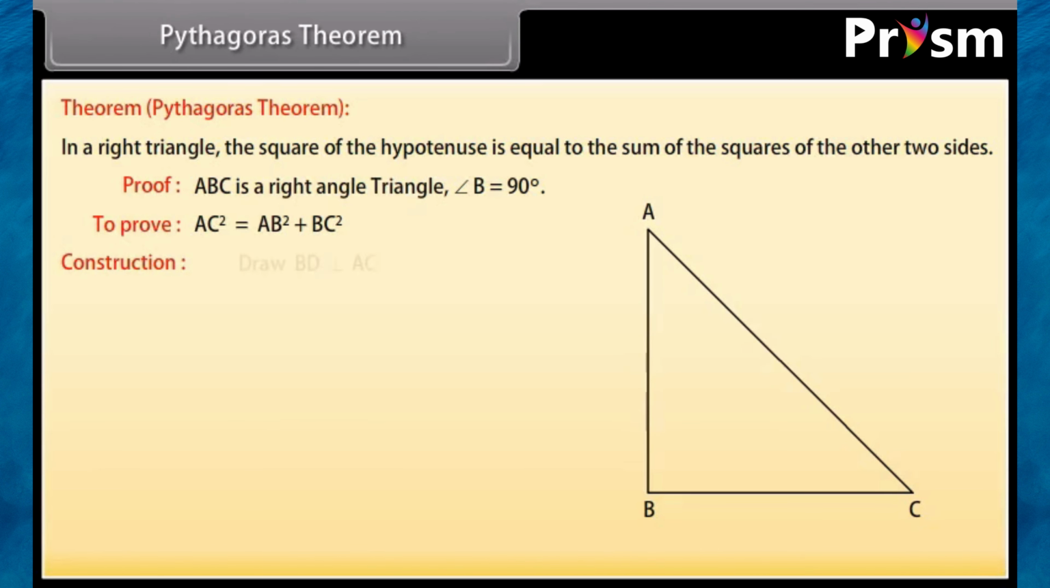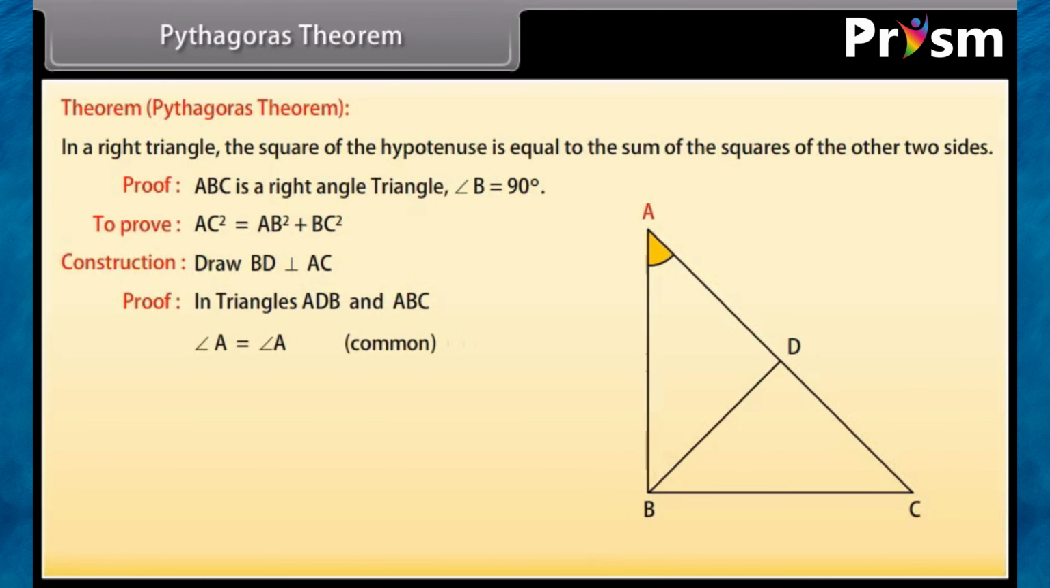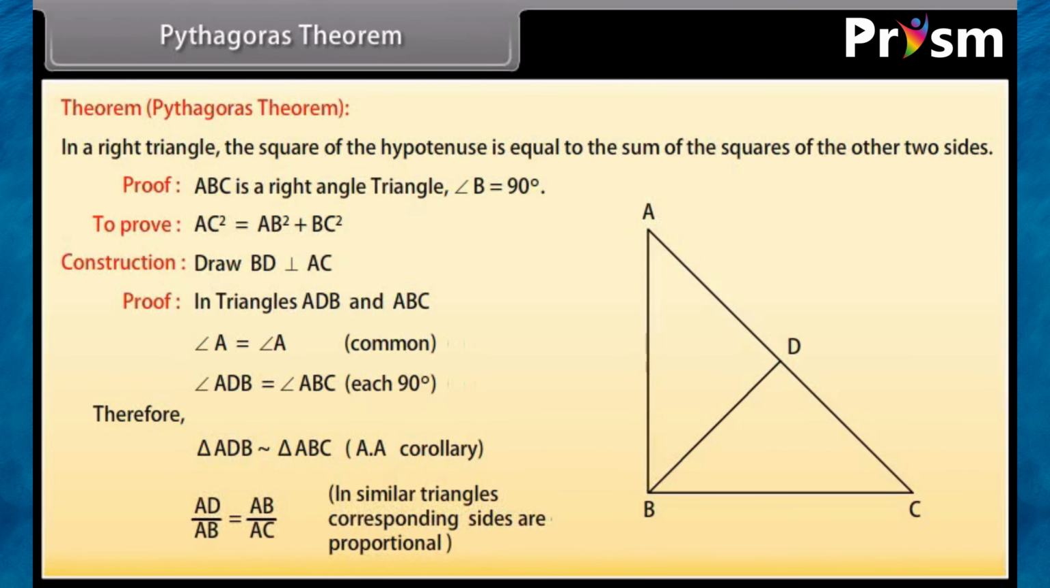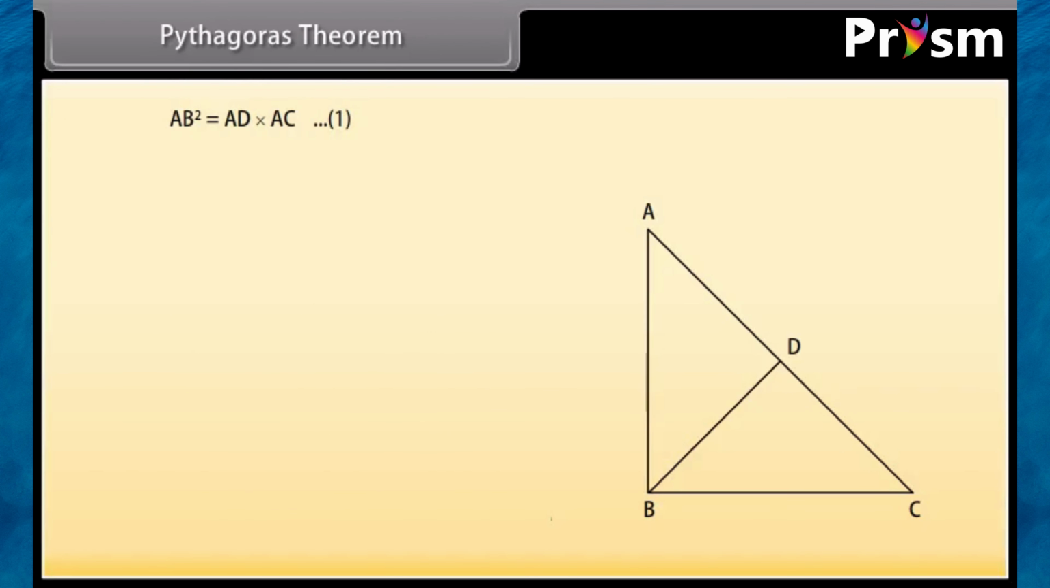Construction: draw BD perpendicular to AC. Proof: in triangles ADB and ABC, angle A is equal to angle A, common. Angle ADB is equal to angle ABC, each 90 degrees. Therefore, by AA corollary, triangle ADB is similar to triangle ABC, which implies that AD upon AB equals AB upon AC, because in similar triangles, corresponding sides are proportional. Or we can write it as AB square equals AD into AC. Mark it as 1.